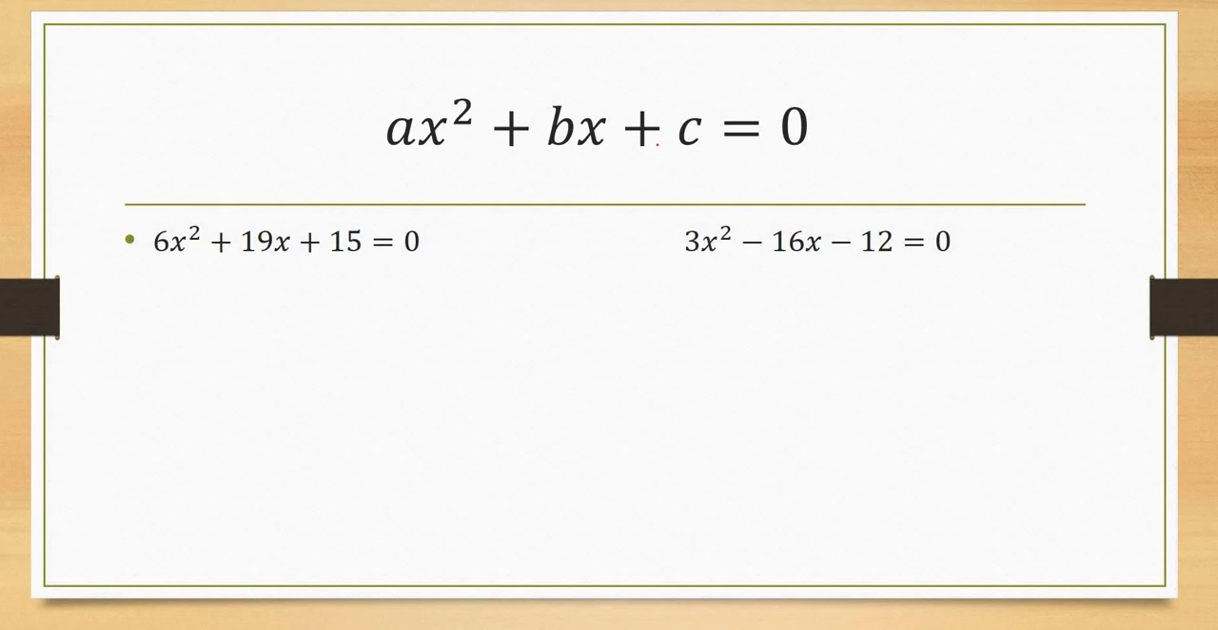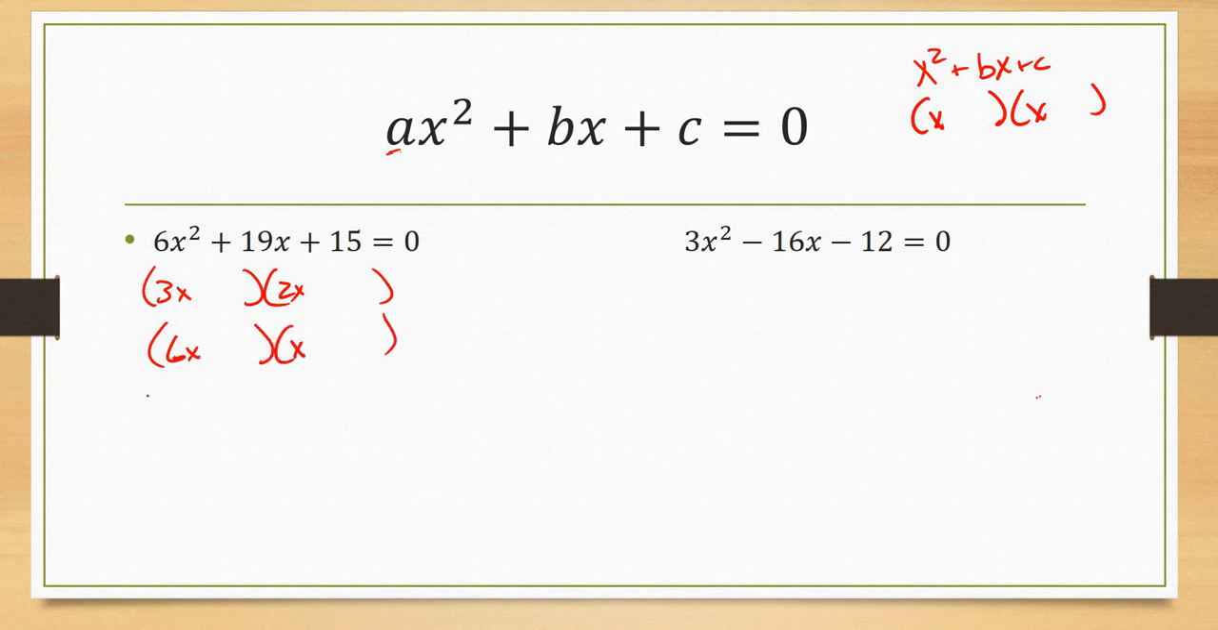Okay, when I have a number here in front, it's going to be a little bit more complicated. If I don't have the number in front, my two factors are both going to start with x, because the only thing that I can do to get x squared is x times x. Here, my first factors could be 3x and 2x. They could be 6x and x. They could be negative 6x and negative x. There's lots of possibilities, and it would take me a while to figure it out unless I have a method.